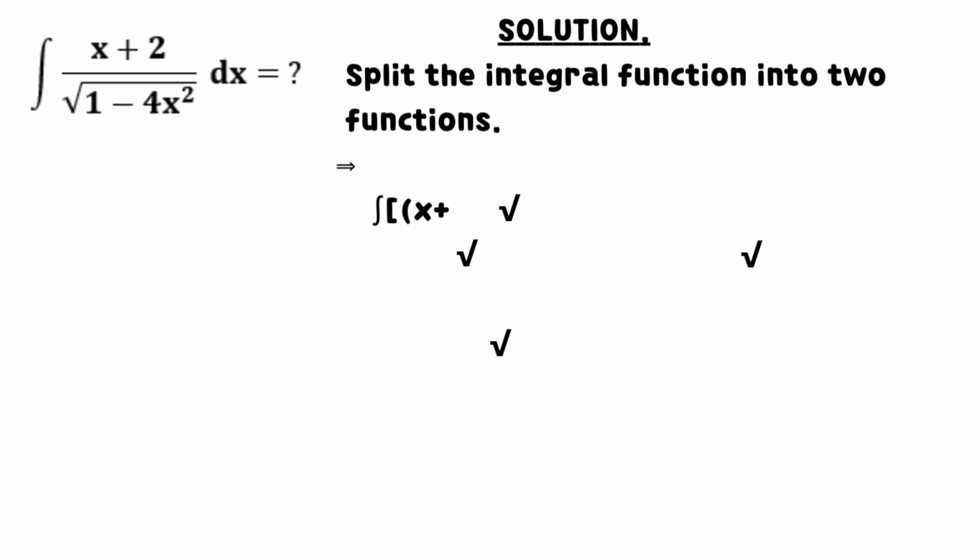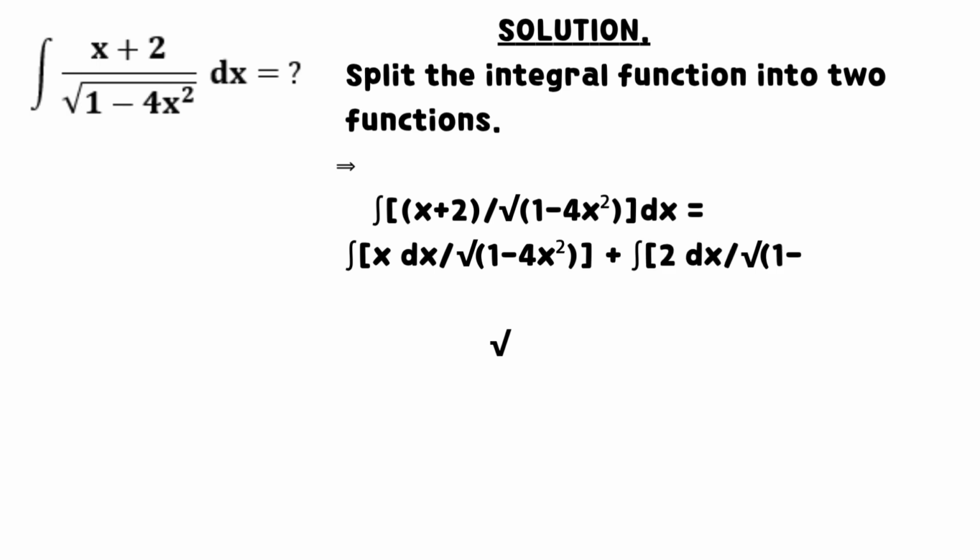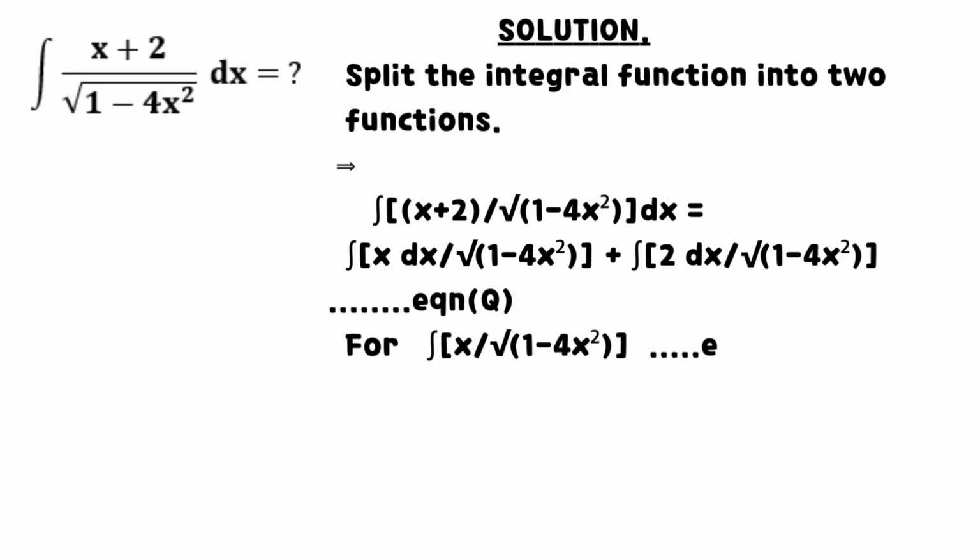This implies that the integration of (x + 2) divided by the square root of 1 minus 4x², dx equals the sum of the integral of x dx divided by the square root of 1 minus 4x², and the integral of 2 dx, all divided by the square root of 1 minus 4x². We call it equation Q. Now, let us solve the given integration separately.